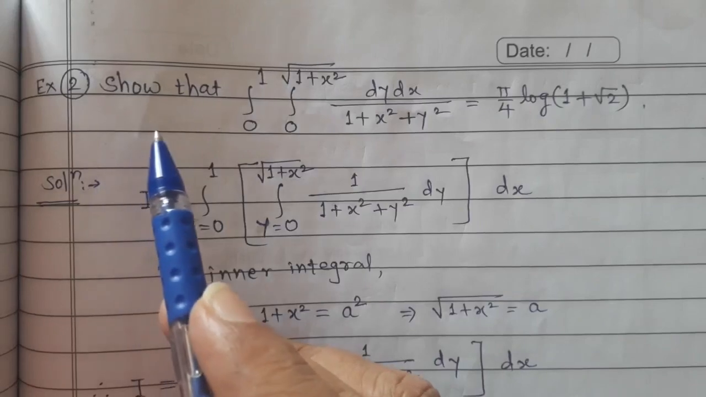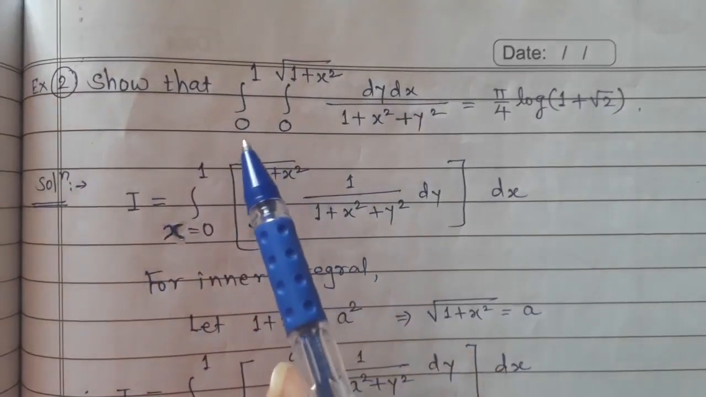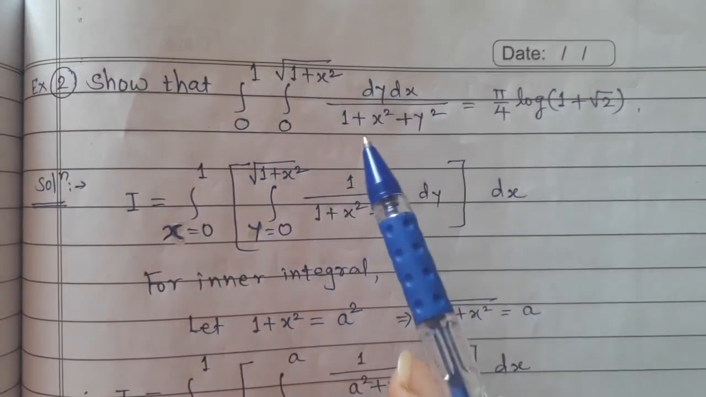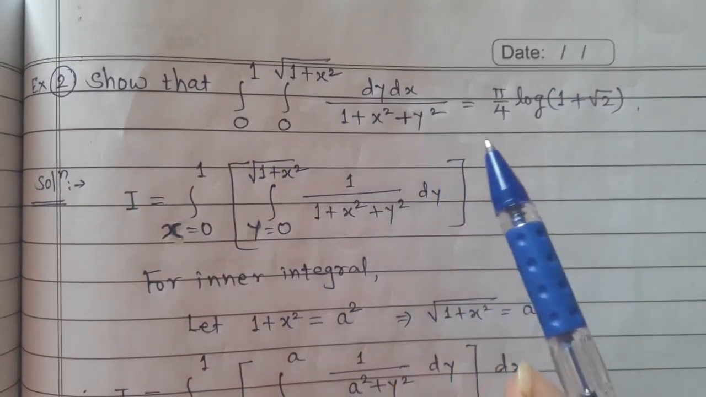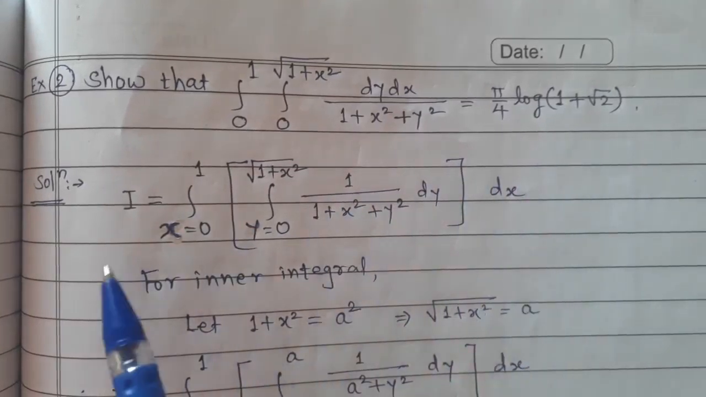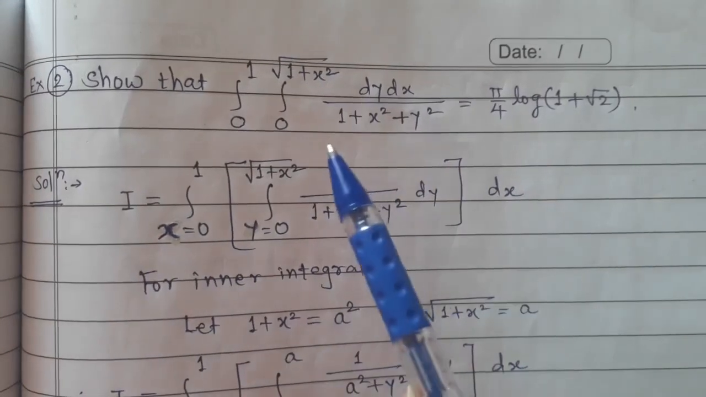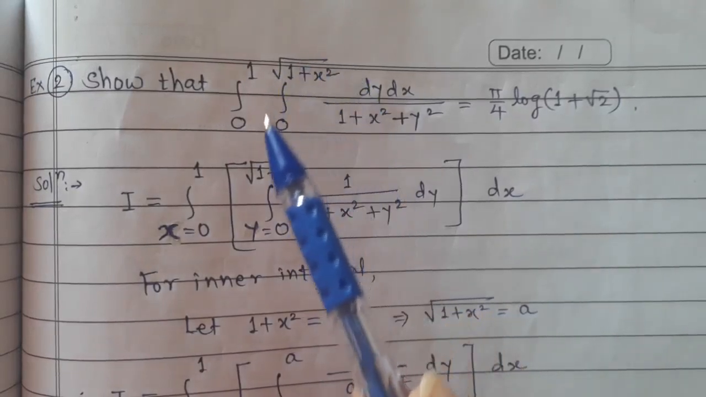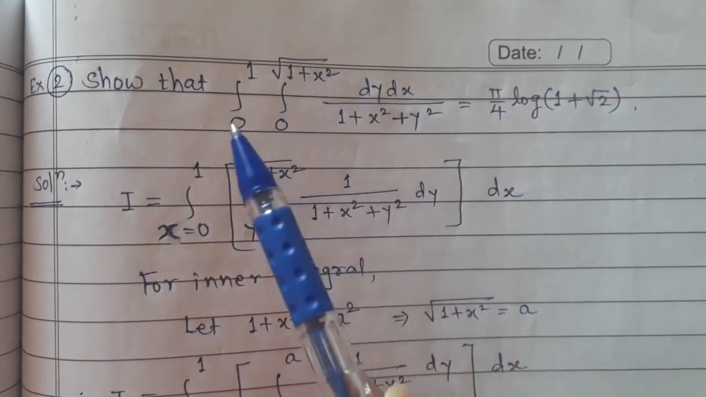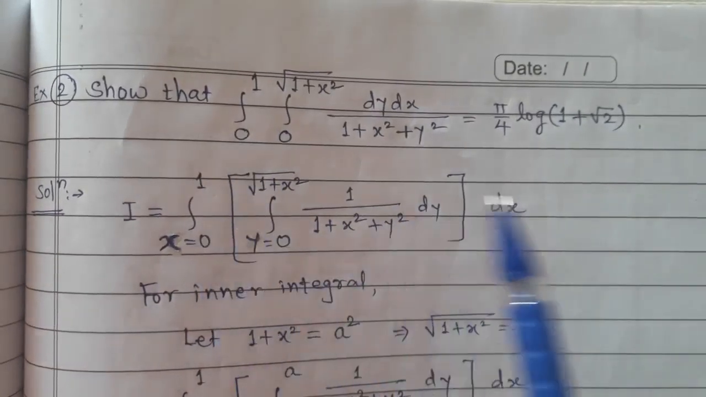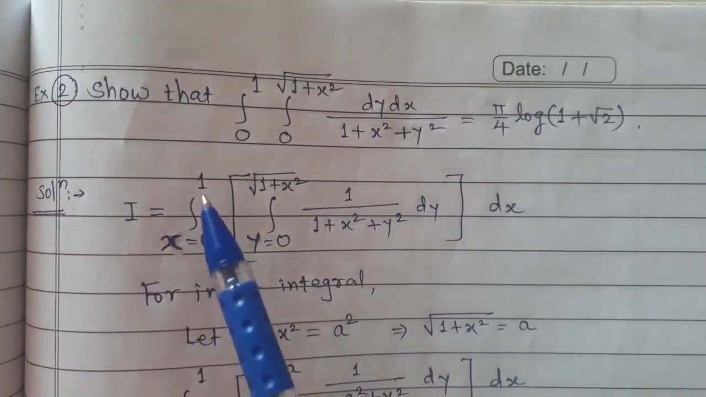Second example, show that integration 0 to 1, integration 0 to root of 1 plus x square dy dx upon 1 plus x square plus y square is equal to pi by 4 log of 1 plus root 2. So see that 0 to root of 1 plus x square contains x, that means these are limits of y, and 0 to 1 are then obviously limits of x, but limits of x are constant, that's why dx is outside and limits of x 0 to 1 are outside.